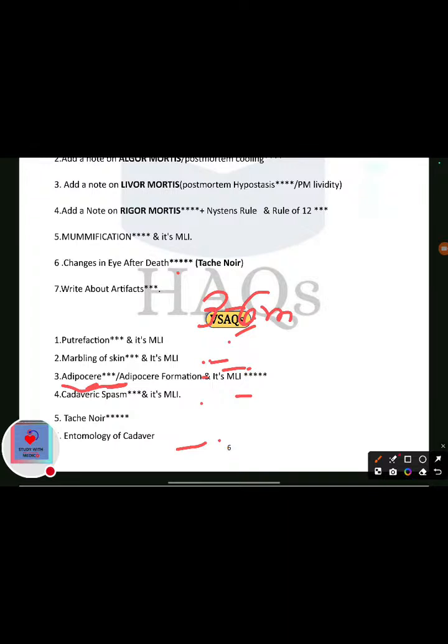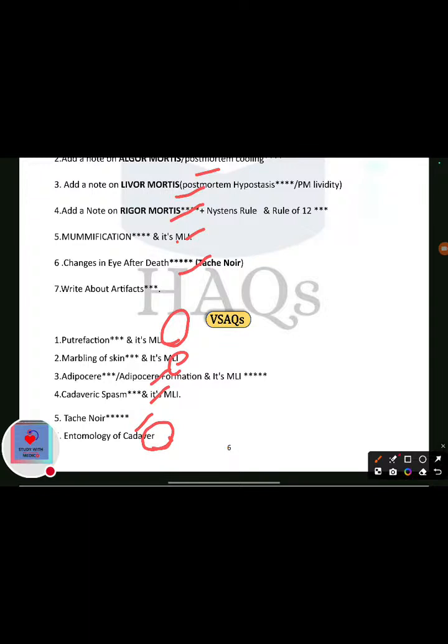Next, we have discussed adipocere and mummification. Now next we'll go for artifacts. What are artifacts? Cadaveric spasm done. We'll look at putrefaction, marbling of skin, and we also have to see the entomology of the cadaver. So we have seen algor mortis, livor mortis, mummification, adipocere, cadaveric spasm. Next we have entomology, putrefaction, marbling, artifacts.